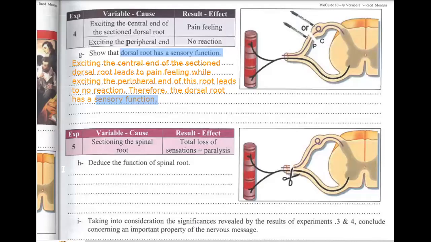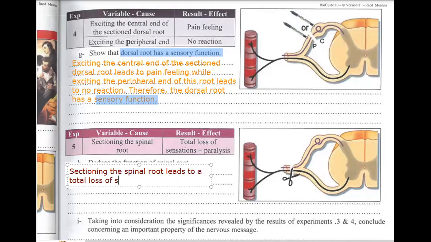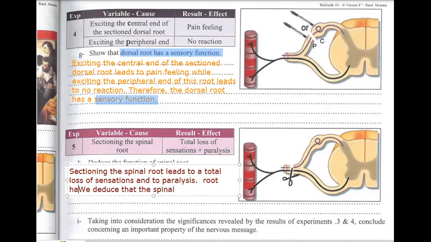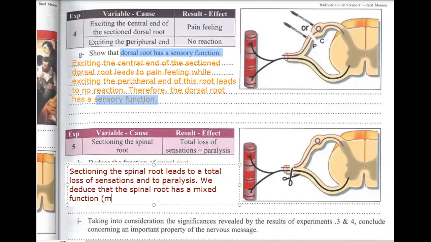So we are going to say, sectioning the spinal root leads to a total loss of sensations and also to paralysis. We deduce that the spinal root has a mixed function. What does mixed function mean? It means motor and sensory functions, because we lost both sensation and movement.